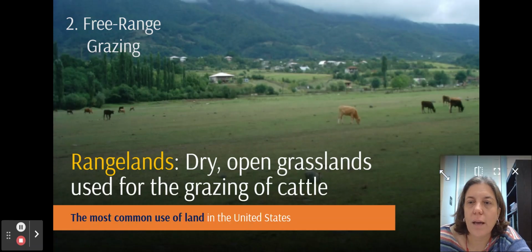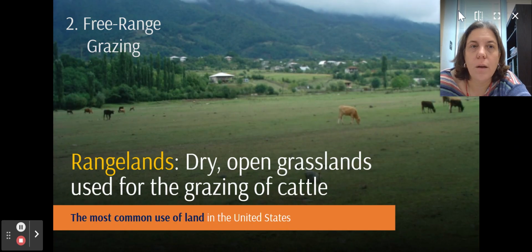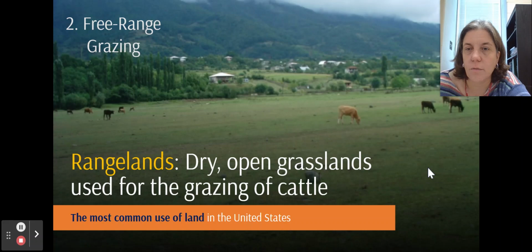Okay, what's another way that we could possibly raise animals for food? We could do free range grazing, just like we looked at a second ago with the grass-fed beef. You could have open range lands used for grazing cattle. This is the most common use of land in the United States, not in North Carolina, but further to the west, lots and lots of grazing land.